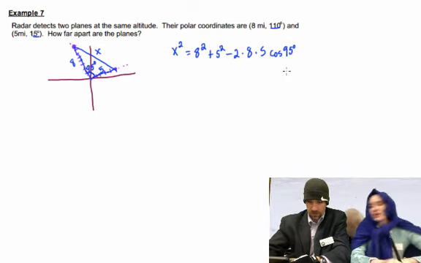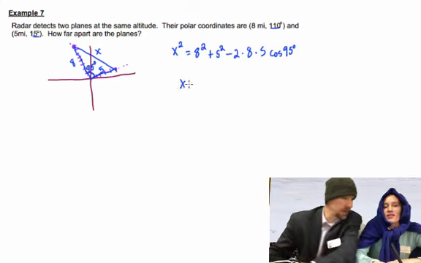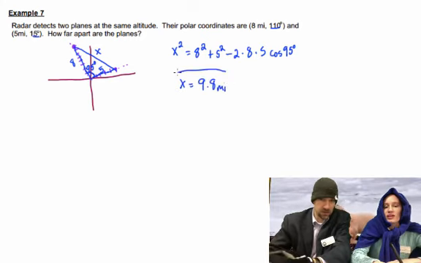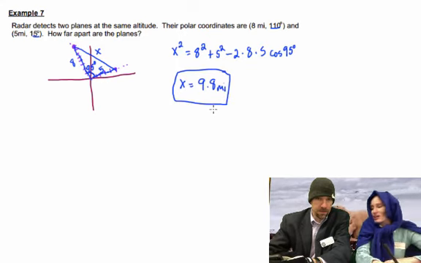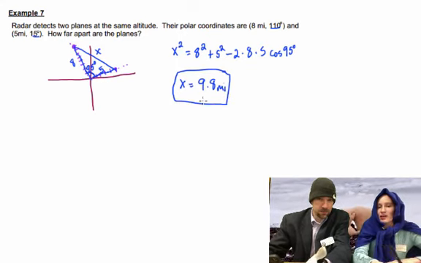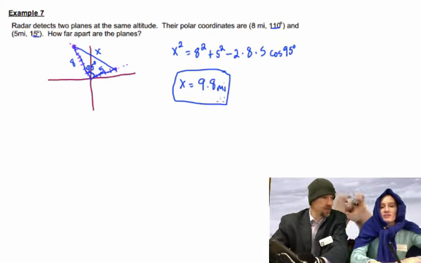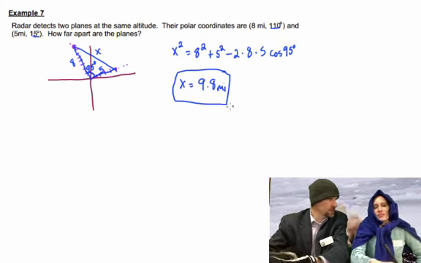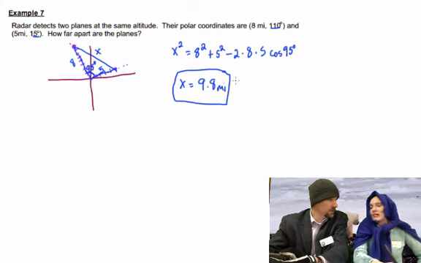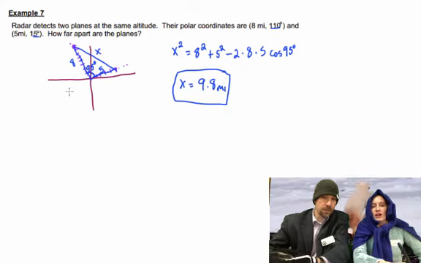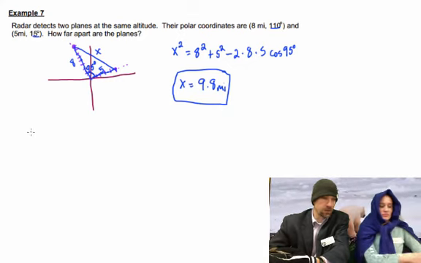You got it? I'm on it. Yeah, and I got 9.8. 9.8 miles. Worked out perfect. So they're 9.8 miles apart, and that answers the question.